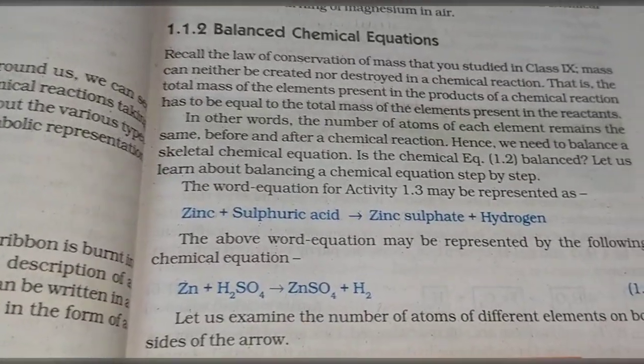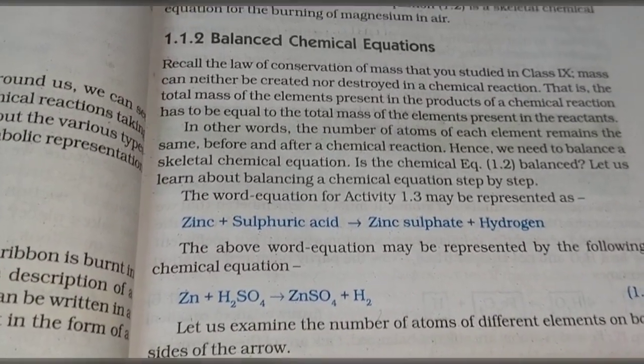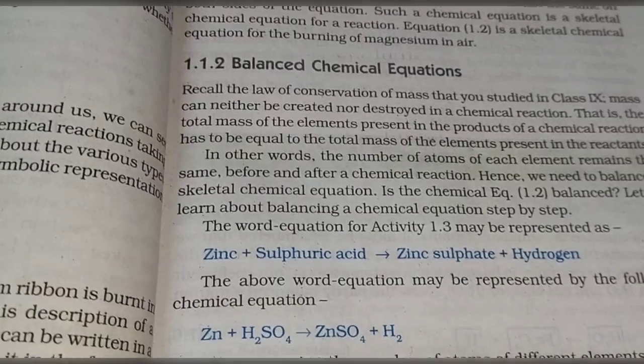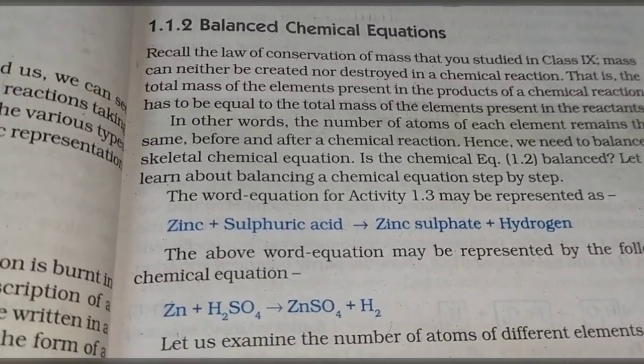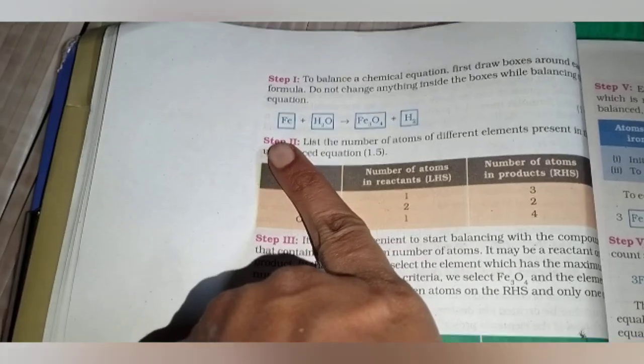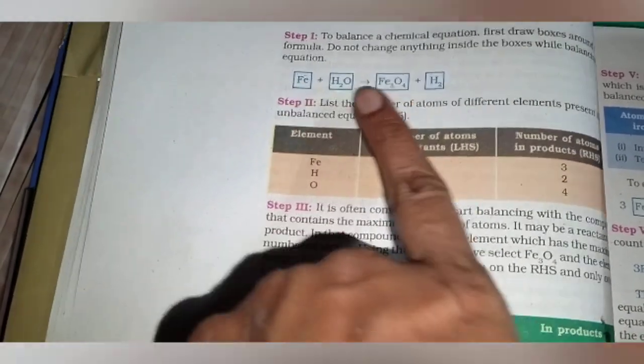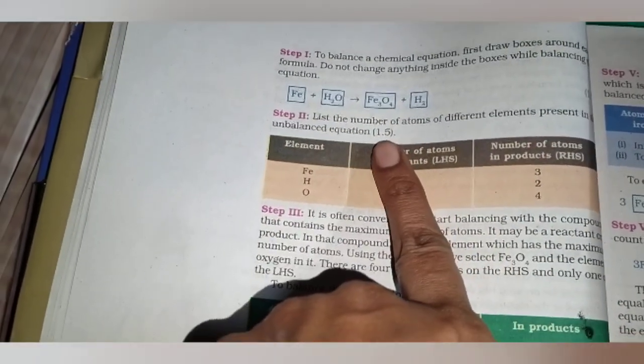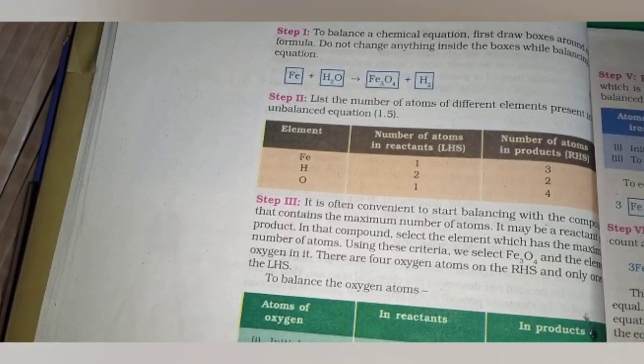So for balancing the chemical equation, let me explain it with a step-by-step process. Step 1 is first draw boxes around each formula, and do not change anything inside the boxes before balancing the equation.